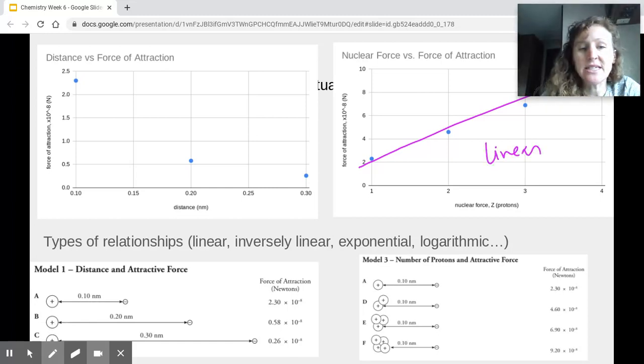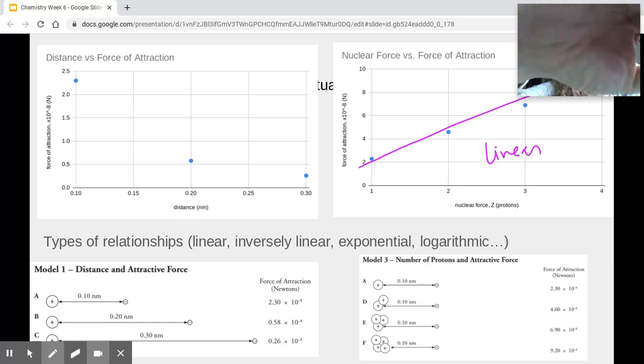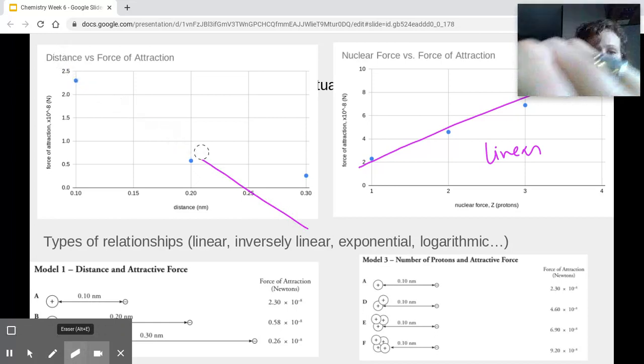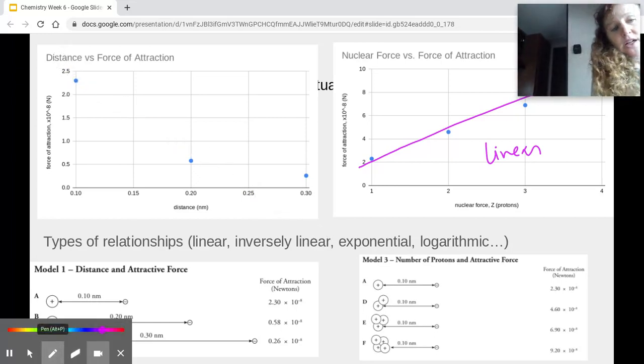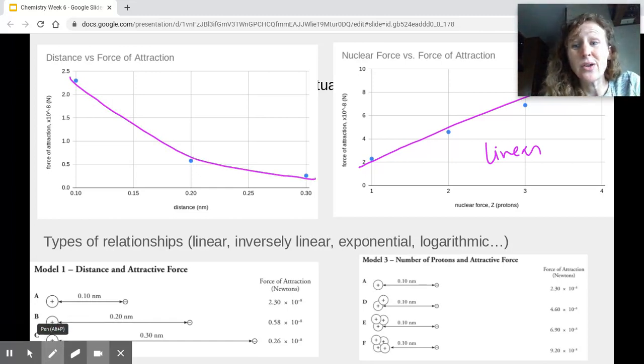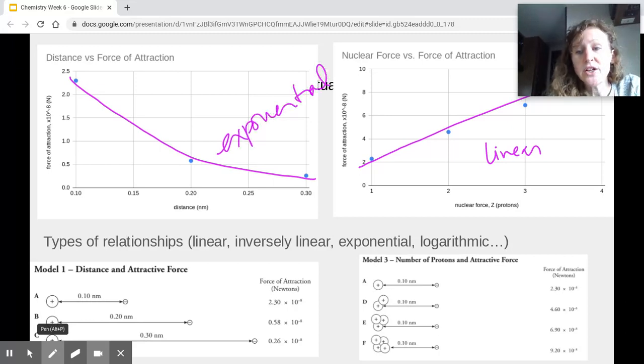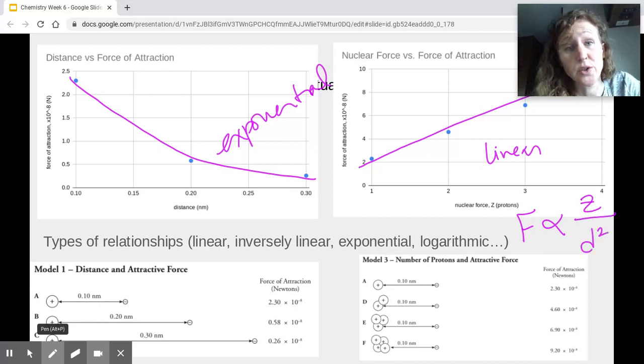Now you can see distance versus force of attraction, on the other hand, is not linear. If it was linear, it would look something like that, and we totally miss our third point there. So this graph, if we draw kind of a line of best fit, it looks more like a little curve. And so that's pretty good evidence that it's going to be exponential. So we're going to change our equation to represent this. Z is linear, and then D is exponential. So we're going to give it a little square since that's the exponent that we're observing on the data.